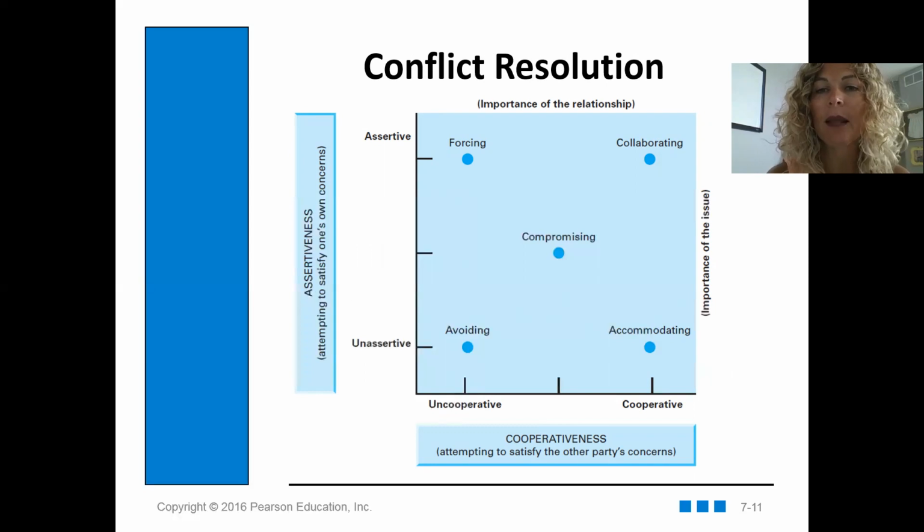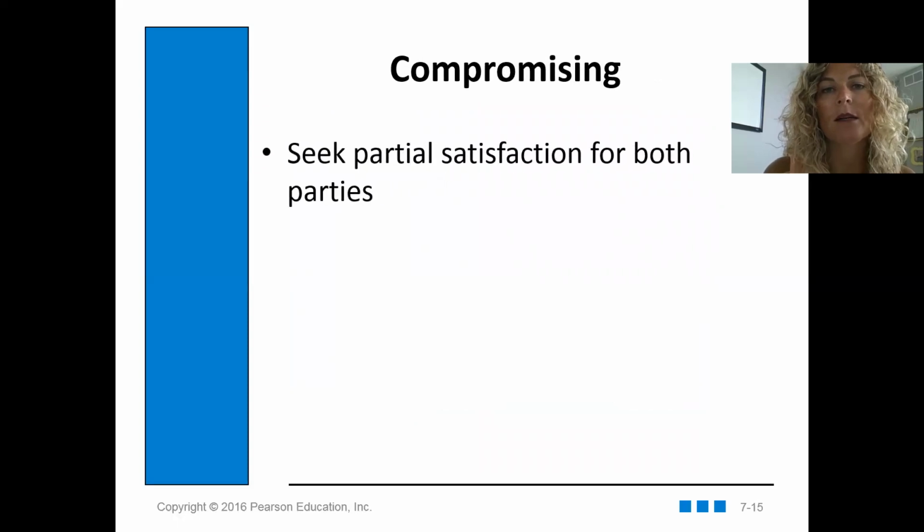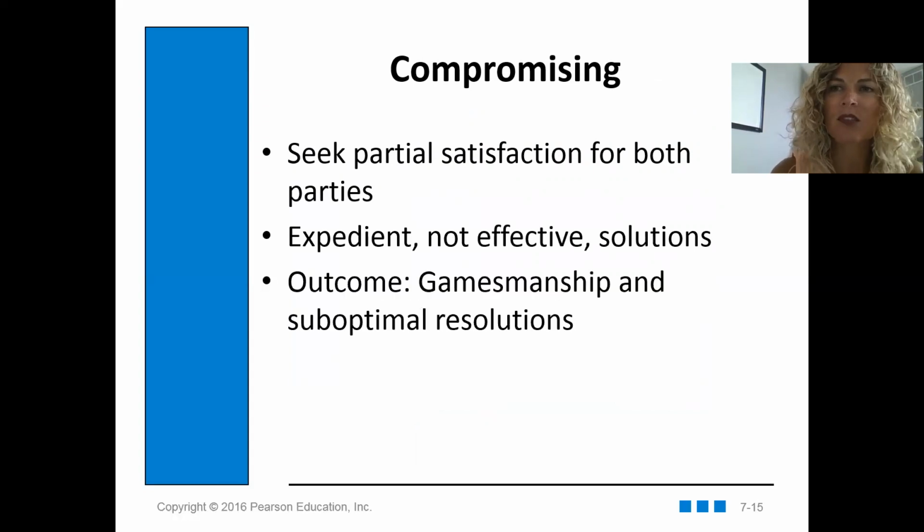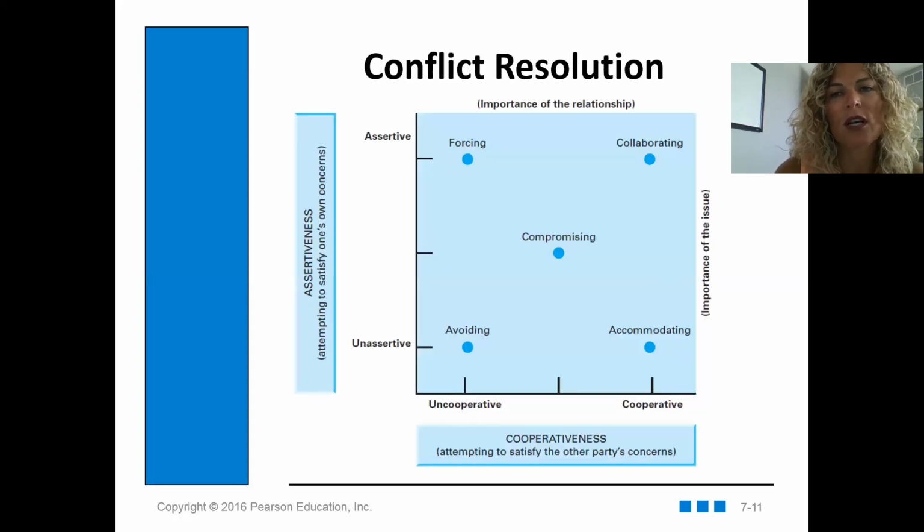The fourth approach is compromising. You can see that being right in the middle. So you have some concern for yourself and some concern for the other party. You get partial satisfaction from both parties. The idea behind compromising is that it is quick to reach a compromise. There's a negotiation that goes back and forth, but you're not always getting the best solution. You're doing something that partially satisfies both people, but not fully. And so we don't want to always go to compromise as our go-to strategy.